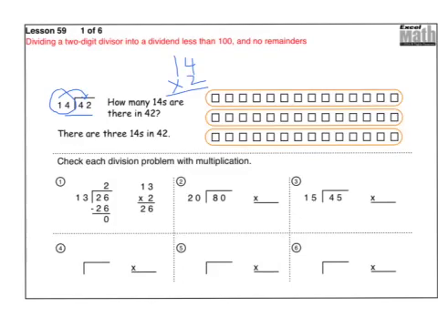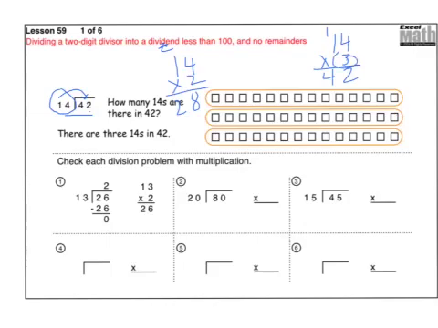So 14 times 2: 4 times 2 is 8, carry the, no carrying. 1 times 2 is 2, 28. And you have to decide, I wonder if I can get it closer to 42 than 28. Let's try seeing if it can go in one more time. 14 times 3. So 4 times 3 is 12, carry the 1. 1 times 3 is 3, plus 1 is 4, 42, and that's exactly what it is.